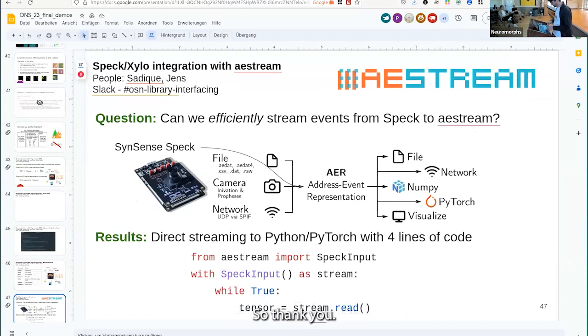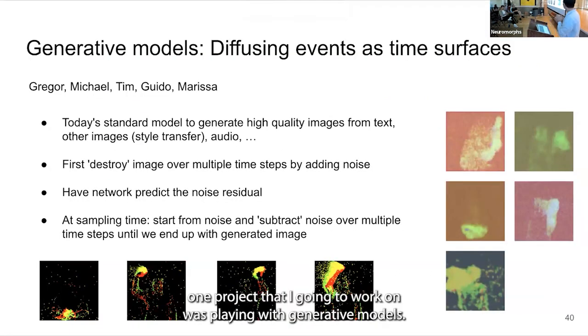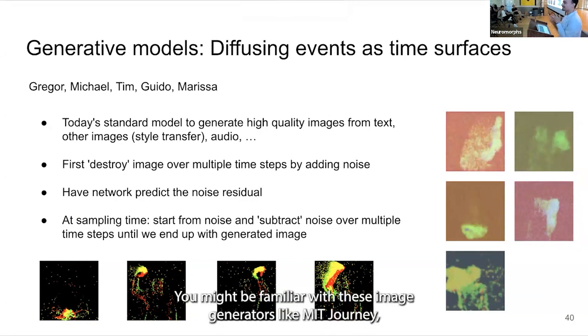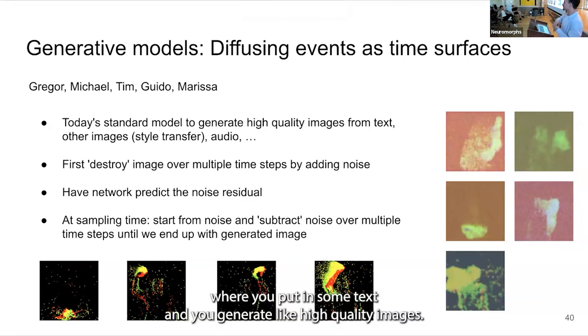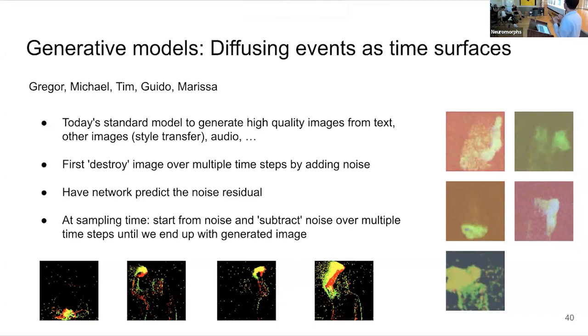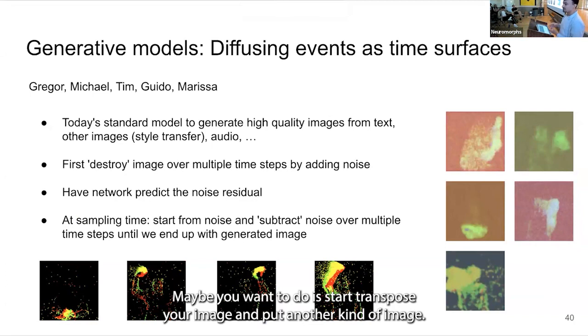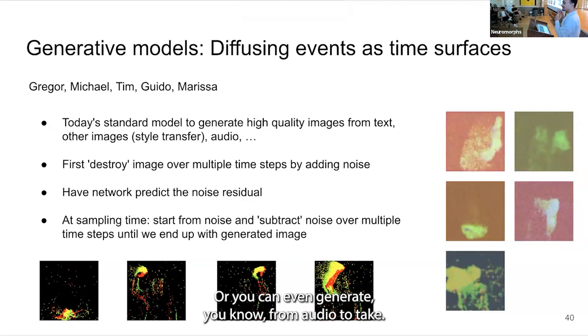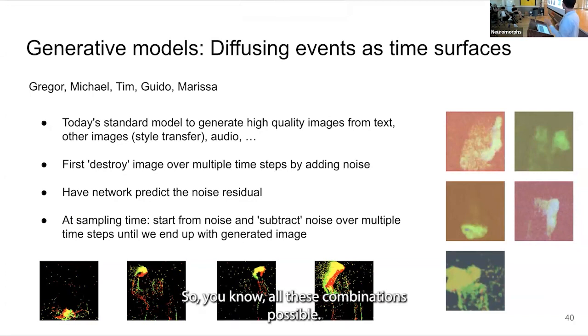So thank you. Another project we worked on was playing with generative models. You might be familiar with these image generators like Midjourney, where you put in some text and you generate high quality images. Maybe you want to do a style transfer of your image if you input another kind of image, or you can even generate from audio to text, all these combinations are possible.